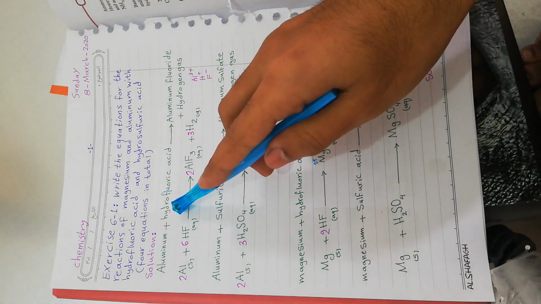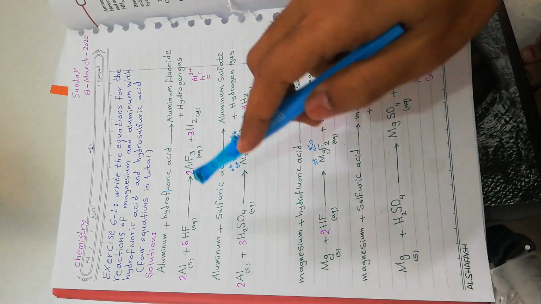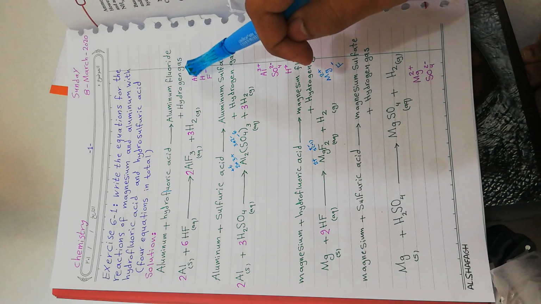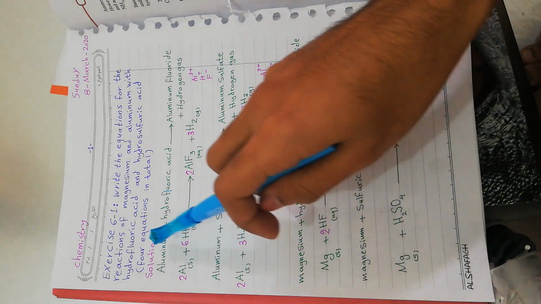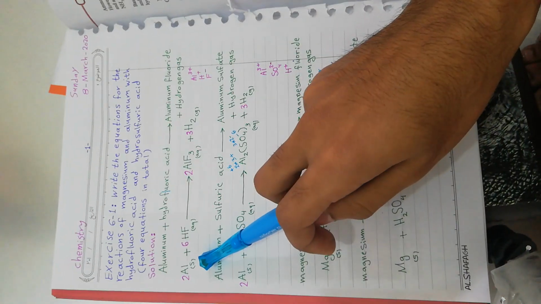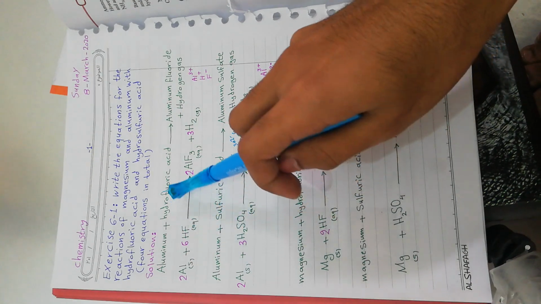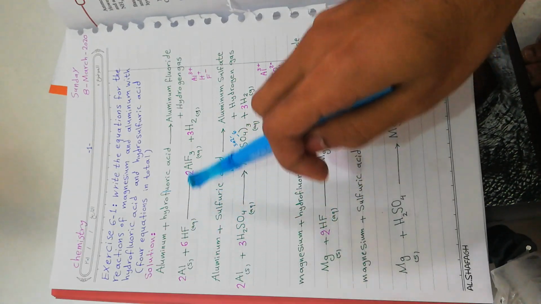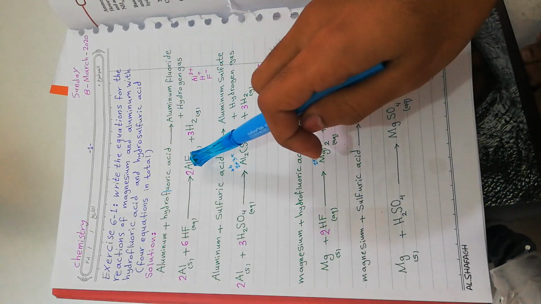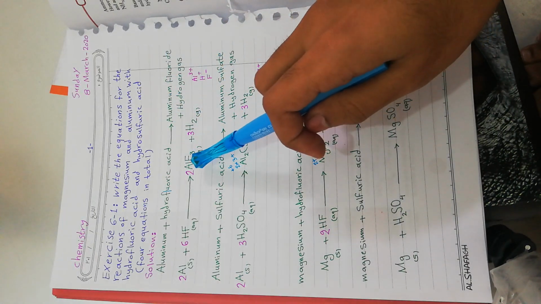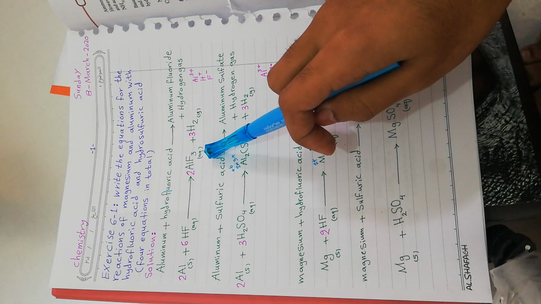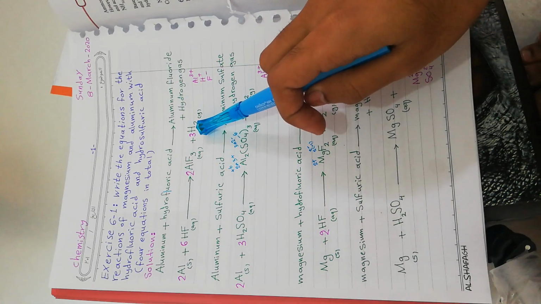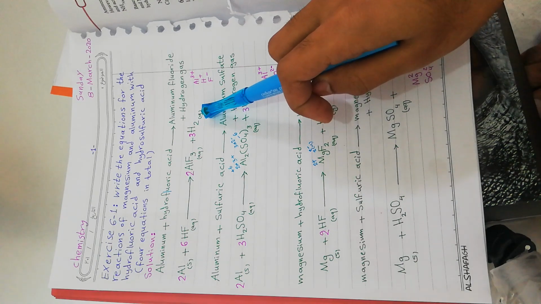Aluminum will react with hydrofluoric acid to give us aluminum fluoride plus hydrogen gas. Here, aluminum is Al in solid state and hydrofluoric acid is HF in aqueous solution to give us aluminum fluoride AlF3 in aqueous solution plus hydrogen gas, which is H2 in gas state.